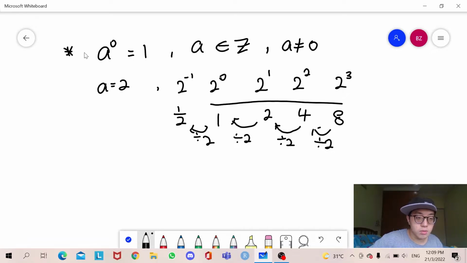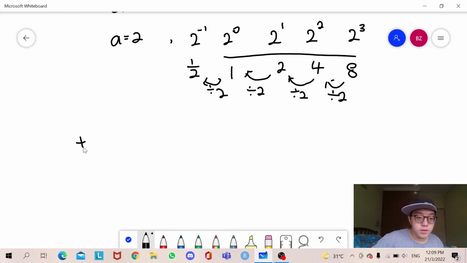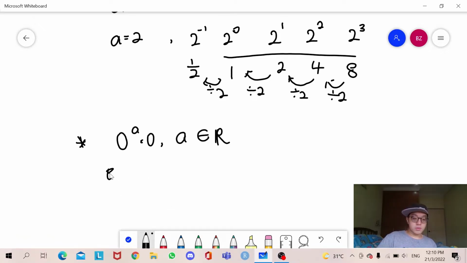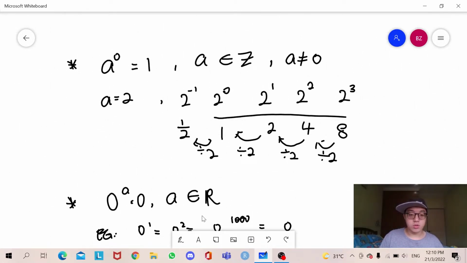So this is number one, and number two is 0 to the power of anything, for a is a real number, is equal to 0. For example, 0 to the power 1, 0 to the power 2, 0 to the power 1000, everything is equal to 0. So why is there a not equal to 0 right here?